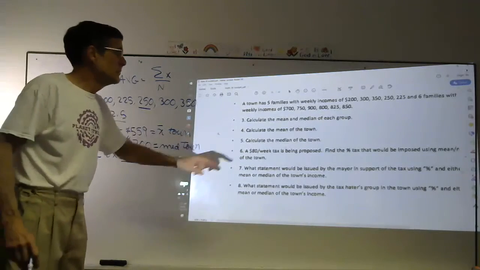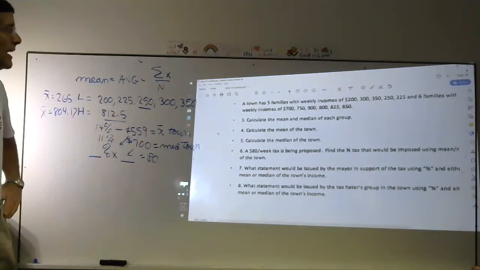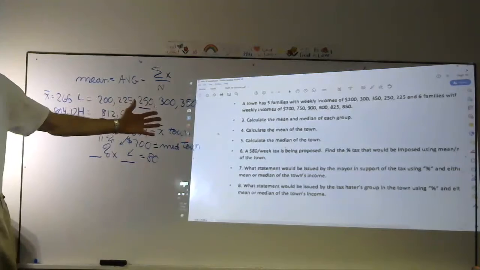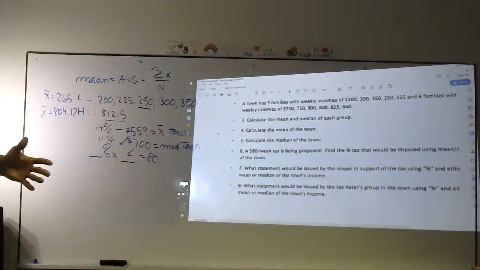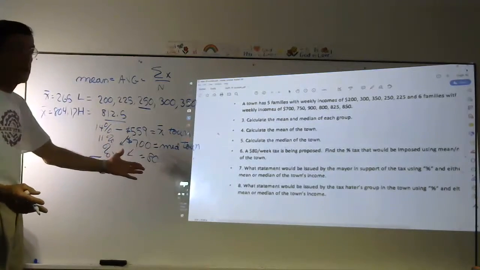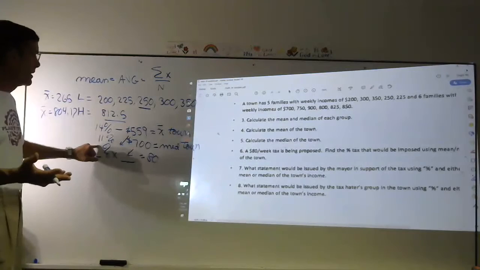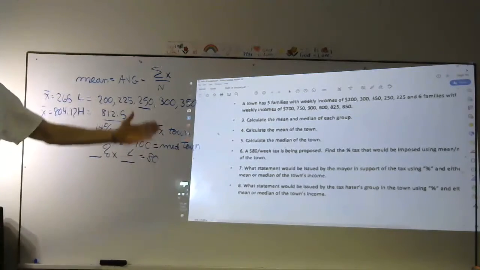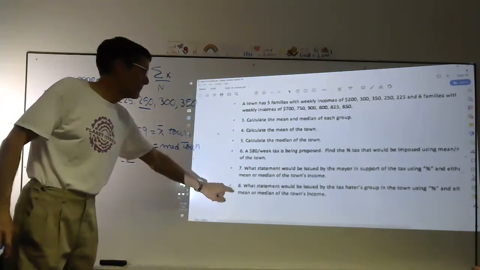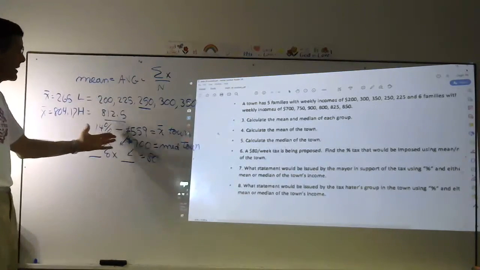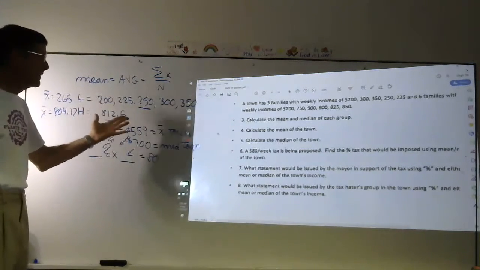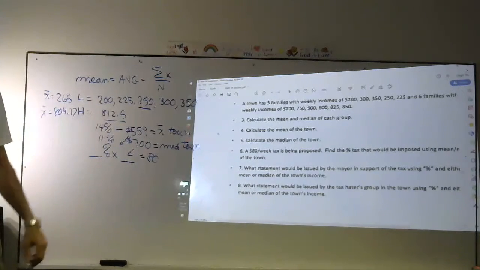Now, what statement would be issued by the mayor in support of the tax using a percent and either the mean or median of the town's income? Well, the mayor wants the tax. The mayor needs the tax to help him balance the budget, right? Okay, so the mayor would say, hey, this $80 tax is not a big deal. It's only 11% of the median income, right? It's only 11%. But the tax haters group in the town would say, this is ridiculous. That $80 tax is 14% of the average town income or the mean town income.